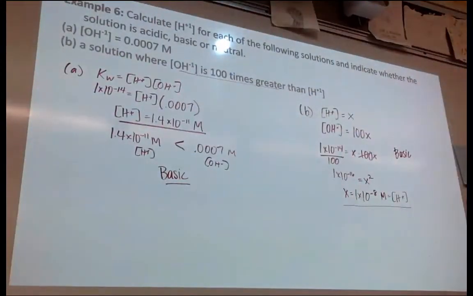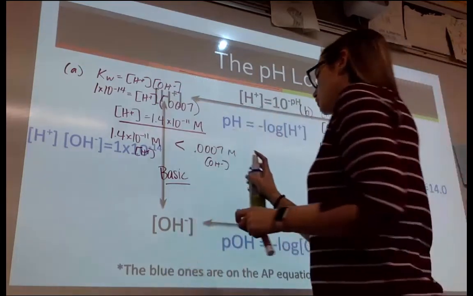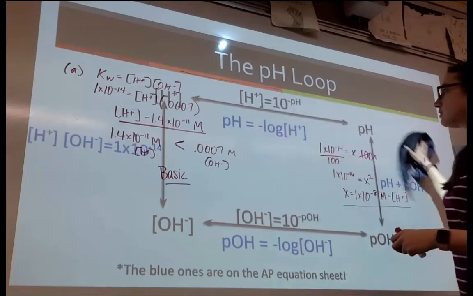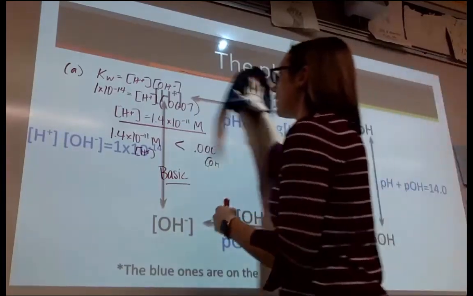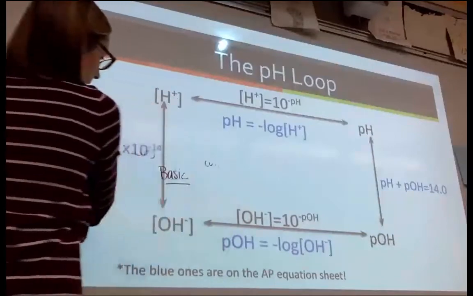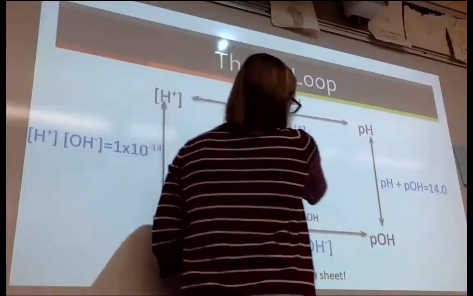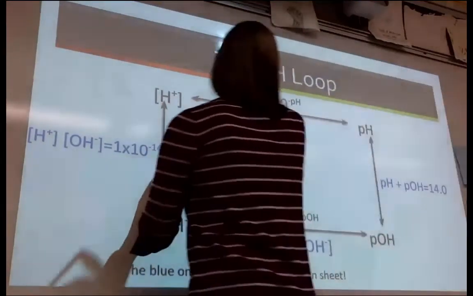Okay, so now we're going to talk a little bit about pH. So in the notes, in the video, it showed you this pH loop. This is how you can go between solving for different variables: H plus, OH minus, pH, pOH is this loop. Now, down here you'll notice it says the blue ones are on your equation sheet. Now, you still need to know these.